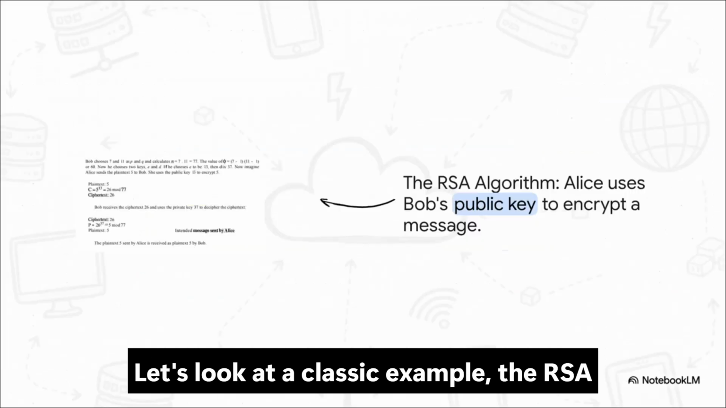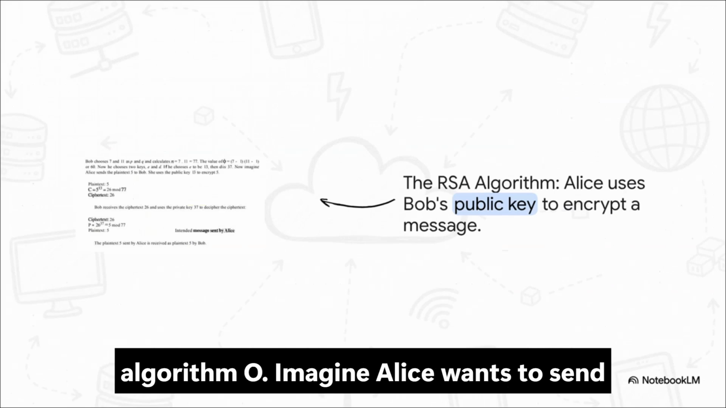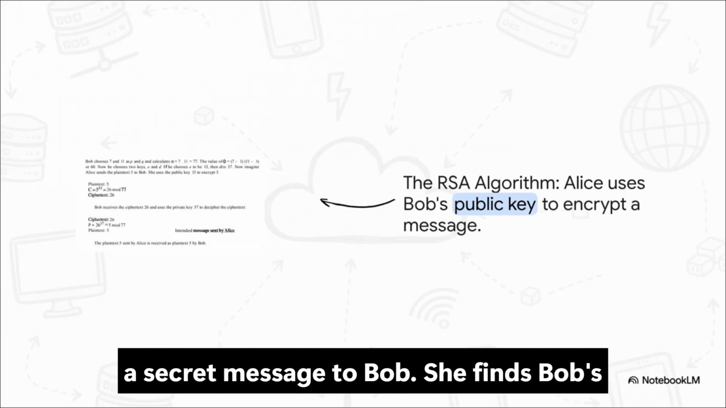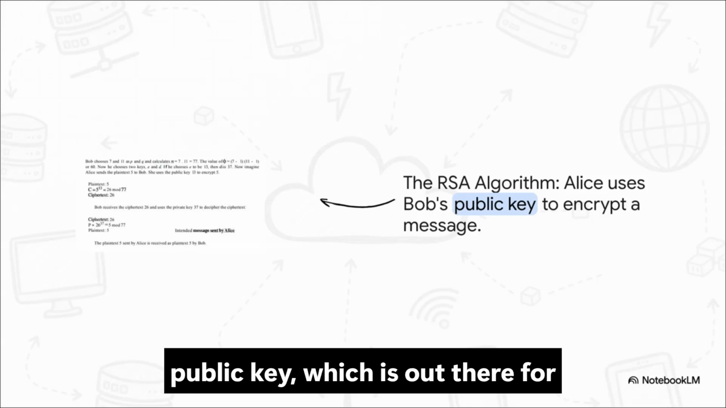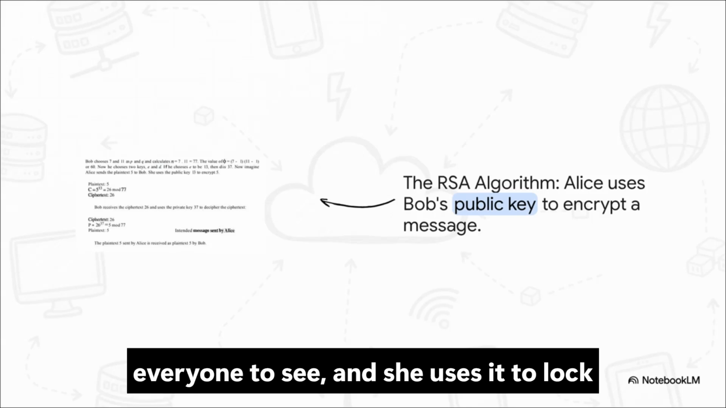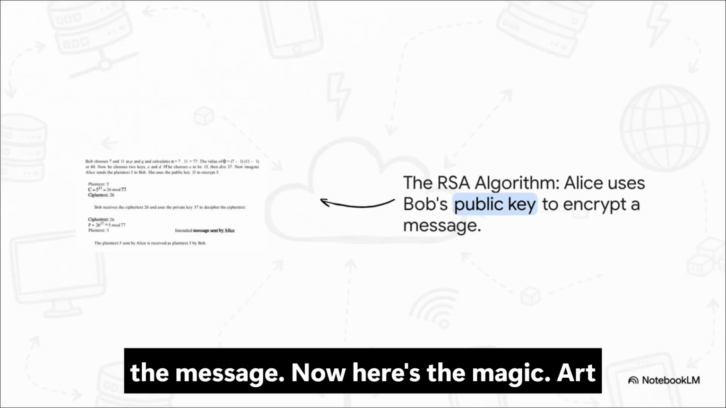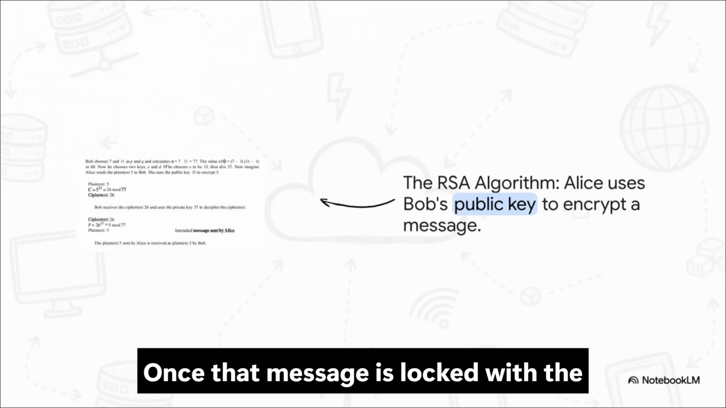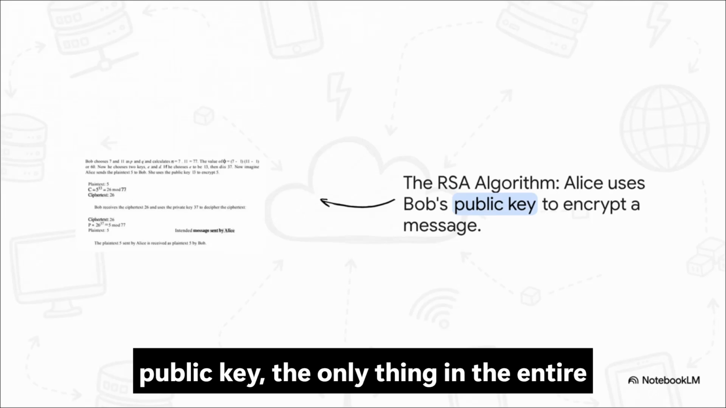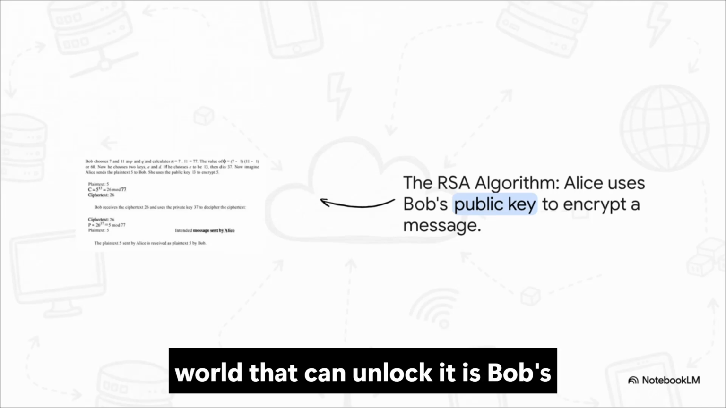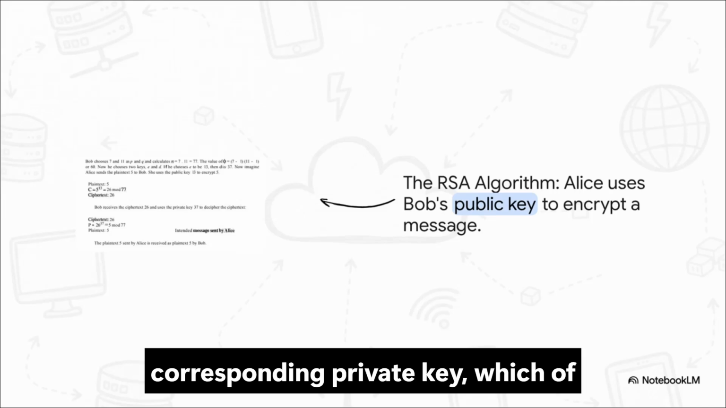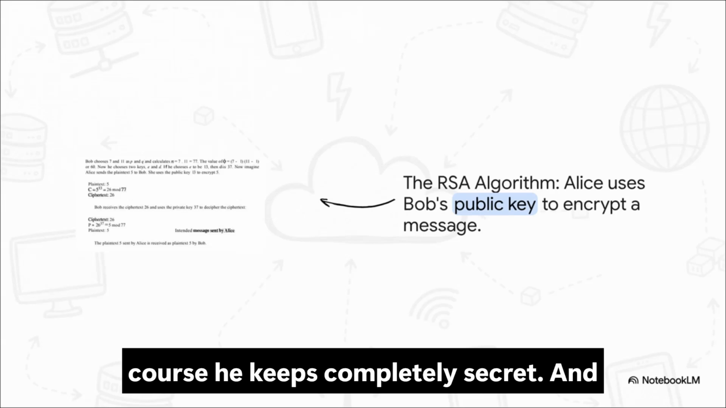Let's look at a classic example, the RSA algorithm. So imagine Alice wants to send a secret message to Bob. She finds Bob's public key, which is out there for everyone to see, and she uses it to lock the message. Now here's the magic part. Once that message is locked with the public key, the only thing in the entire world that can unlock it is Bob's corresponding private key, which, of course, he keeps completely secret.